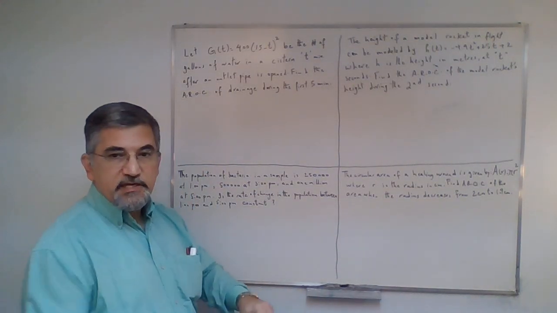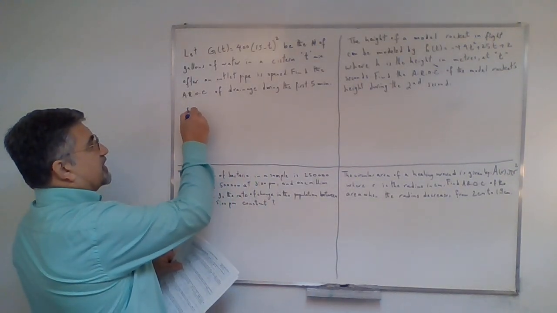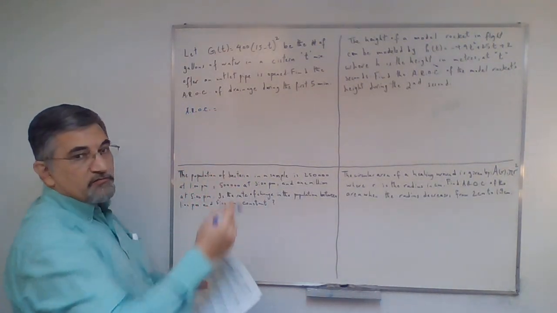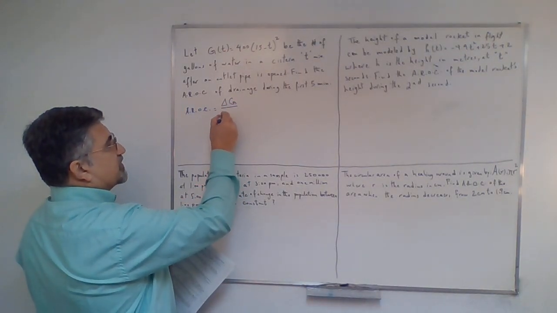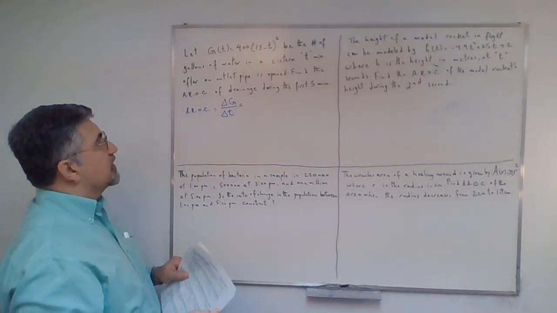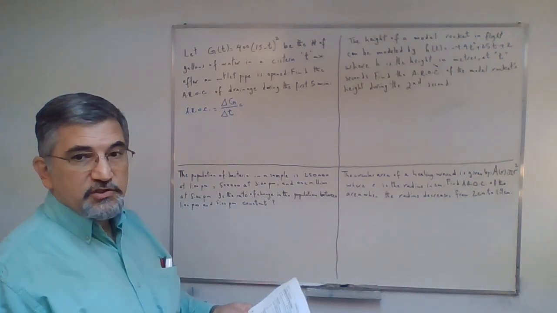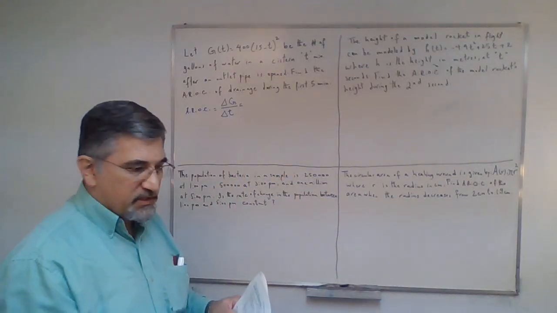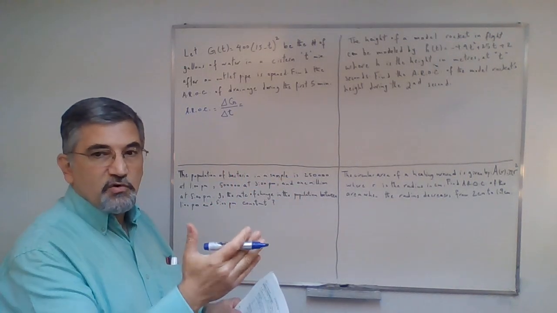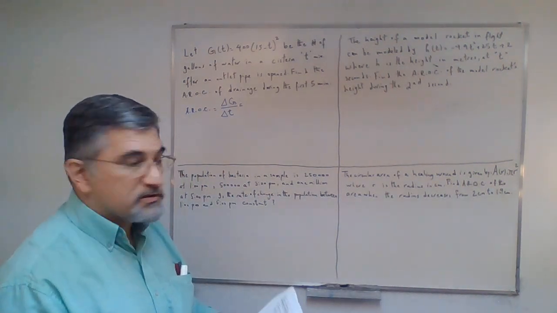So what we're going to say is very simple. We're going to say average rate of change of drainage is actually change in G divided by change in T. Change in the number of gallons of water divided by change in time, basically. And because it says during the first 5 minutes, that means from t equals 0 up to t equals 5 minutes, we need to be considered.